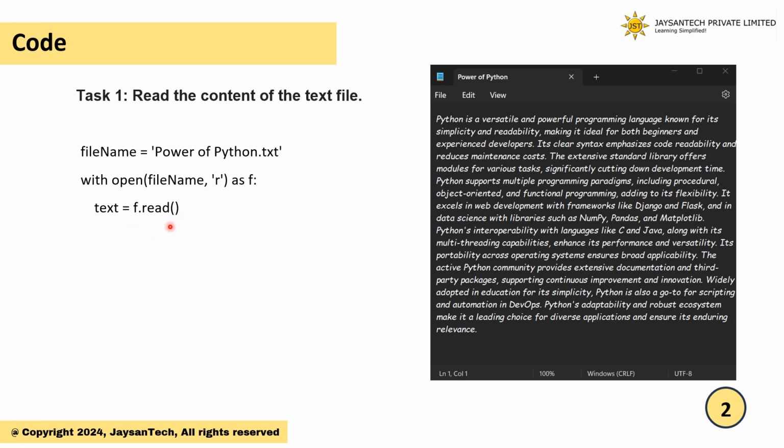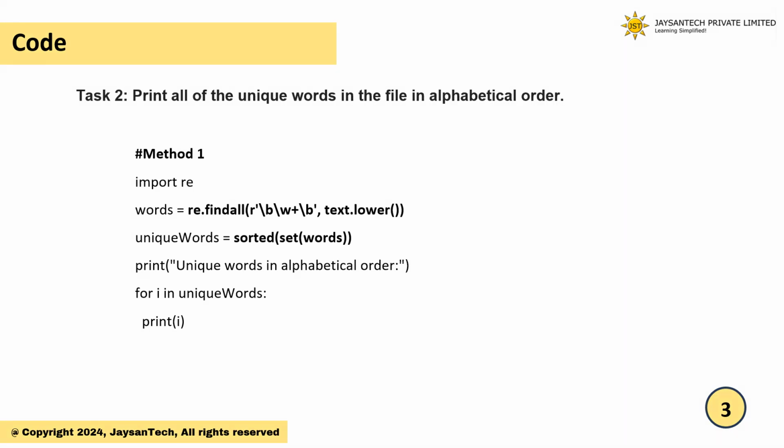So we are reading the content of the file and we are saving it in the text variable. This text variable is now holding the entire content of the text file, that is starting from "Python is a versatile and powerful programming language" till "ensure its enduring relevance." The entire thing is there in this variable. We have successfully completed task 1.